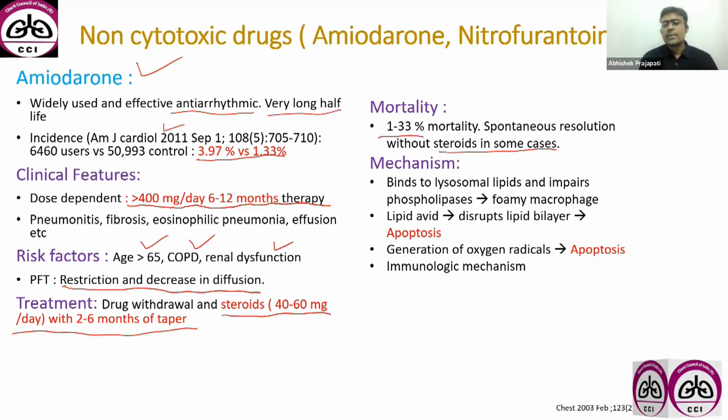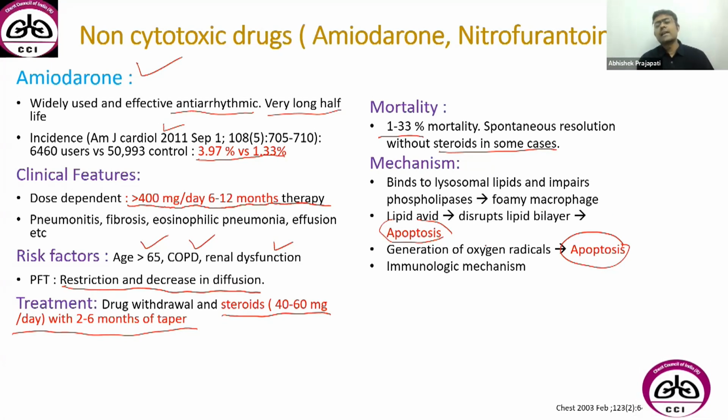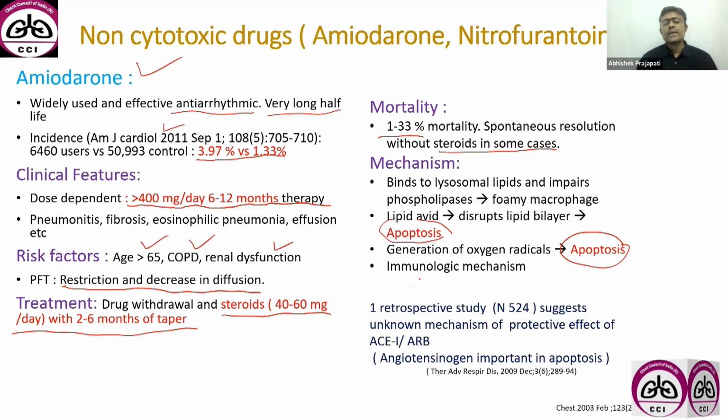Mechanisms are many, but the most common mechanism is apoptosis in amiodarone-induced lung injury. It binds to lysosomal lipids and impedes phospholipases, which leads to foamy macrophages, and at the end leads to apoptosis. And immunologic mechanisms also have some role.